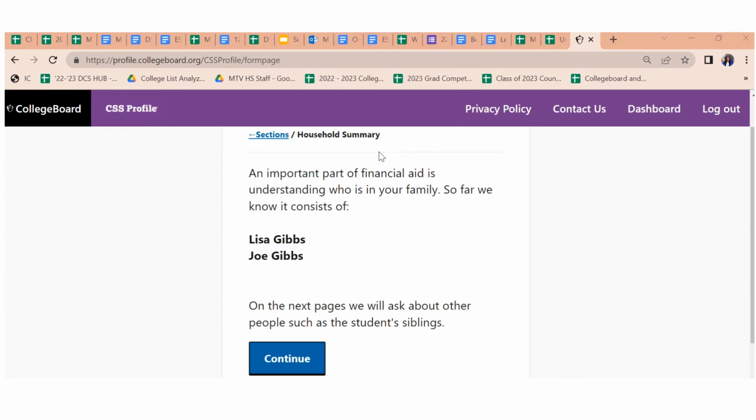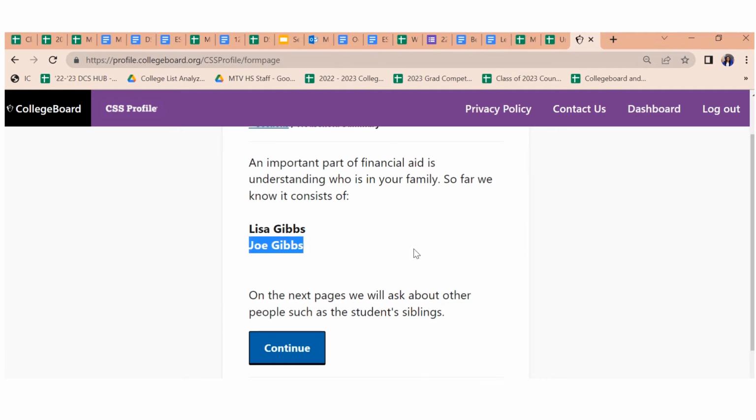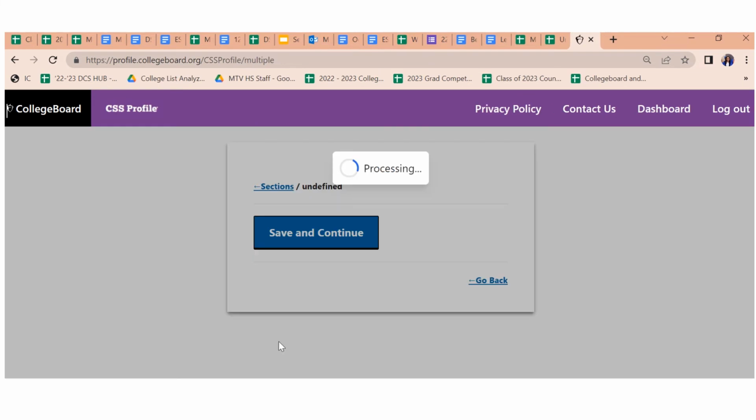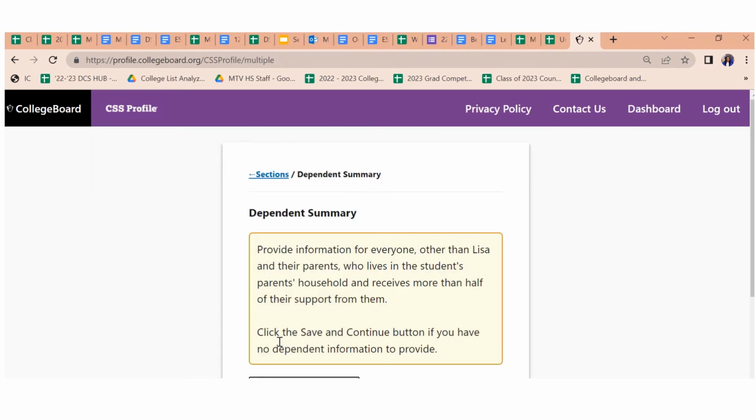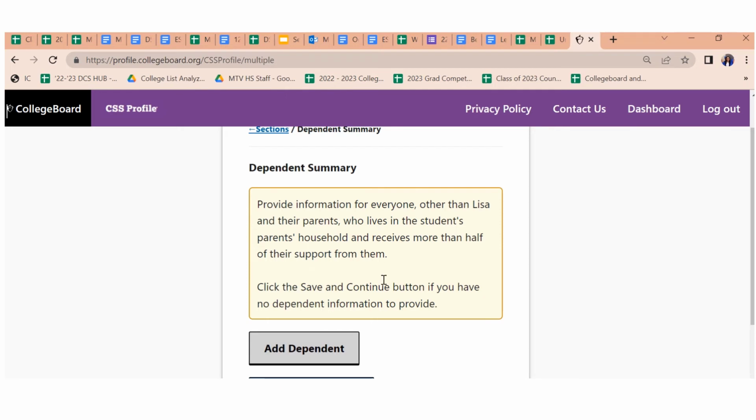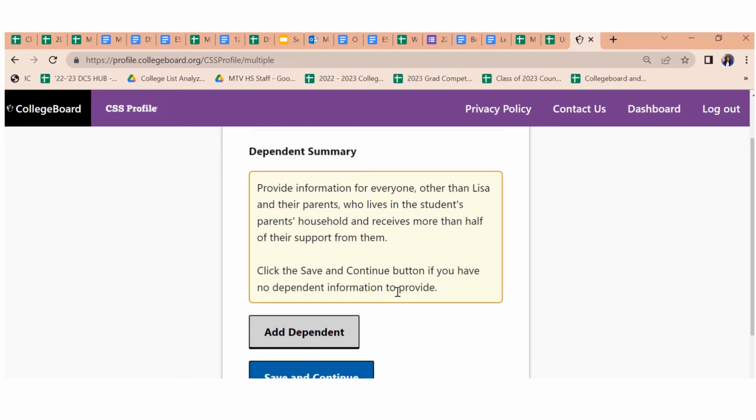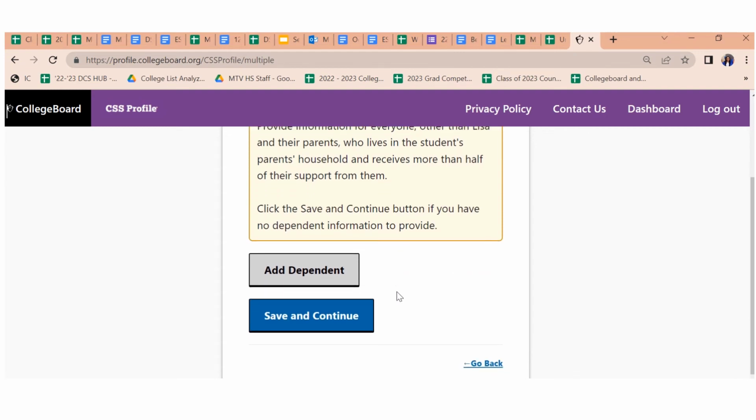Then these next sections are going to relate to who is in this primary household. So far, we've been talking about the student. In this case, that is Lisa, and the custodial parent, which is Joe. So we will continue and answer some questions about additional siblings and dependents. So this is looking for anyone other than the student and the parent, who we've talked about already, who lives in the student's parents' household and receives more than half of their support from them. So this is where you will add other siblings.